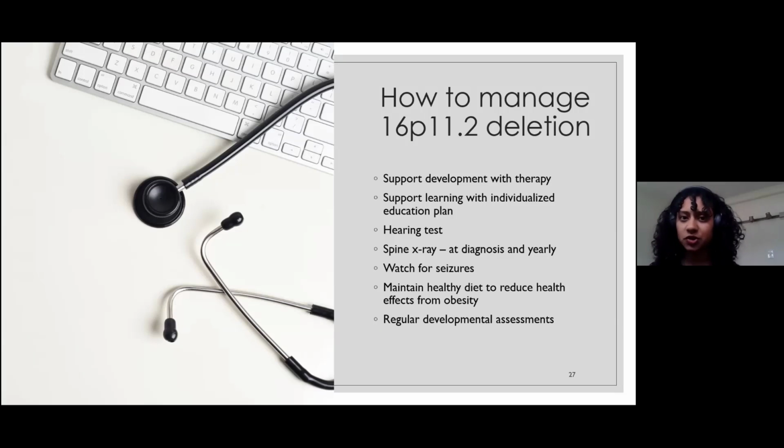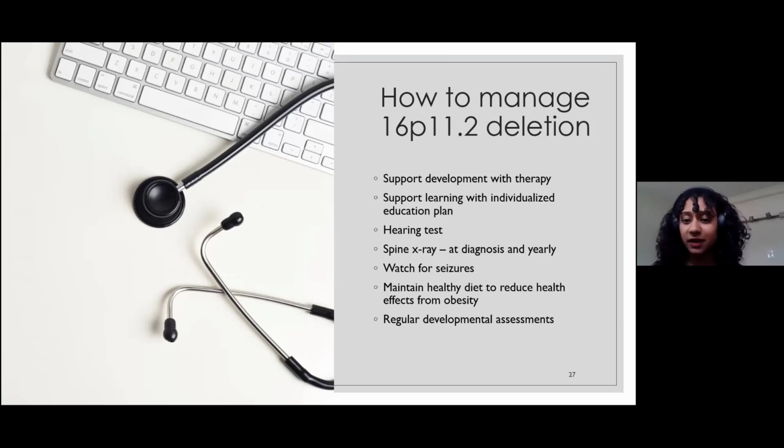We watch them for seizures. So if we diagnose a child with something like 16p11.2 or something else where they have a risk for seizures, we don't immediately send them to the neurologist or immediately start medication, but we tell the family, watch out for these kinds of things so that if it happens, you can quickly get them seen. We try to manage and maintain a healthy diet to reduce the health effects from obesity. Now, not all children with 16p11.2 will have obesity, but they are at risk for it.